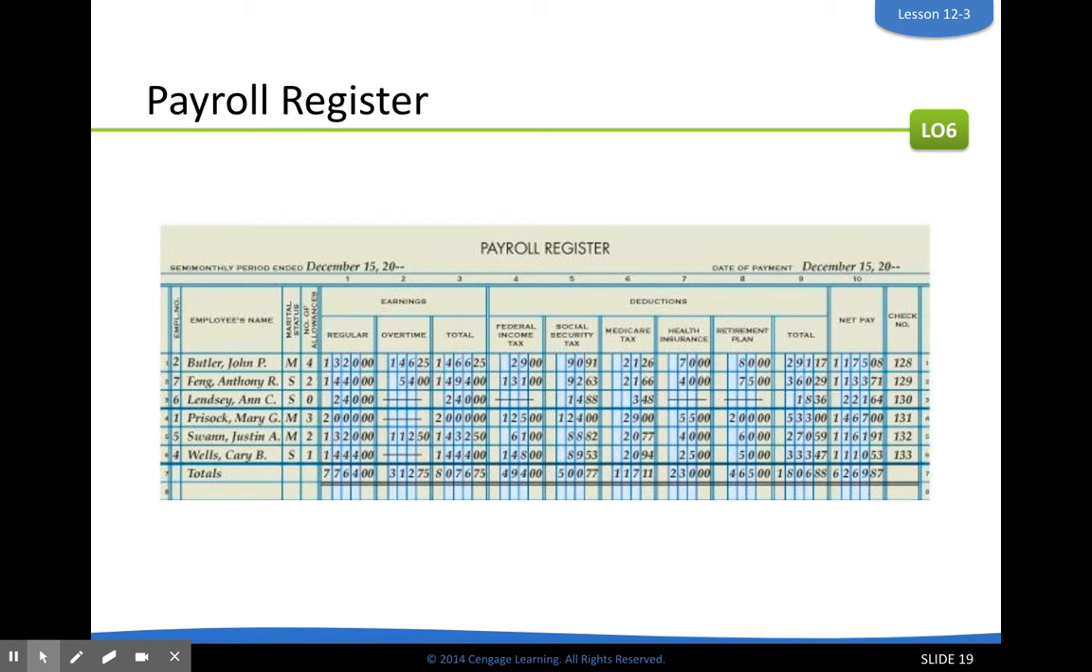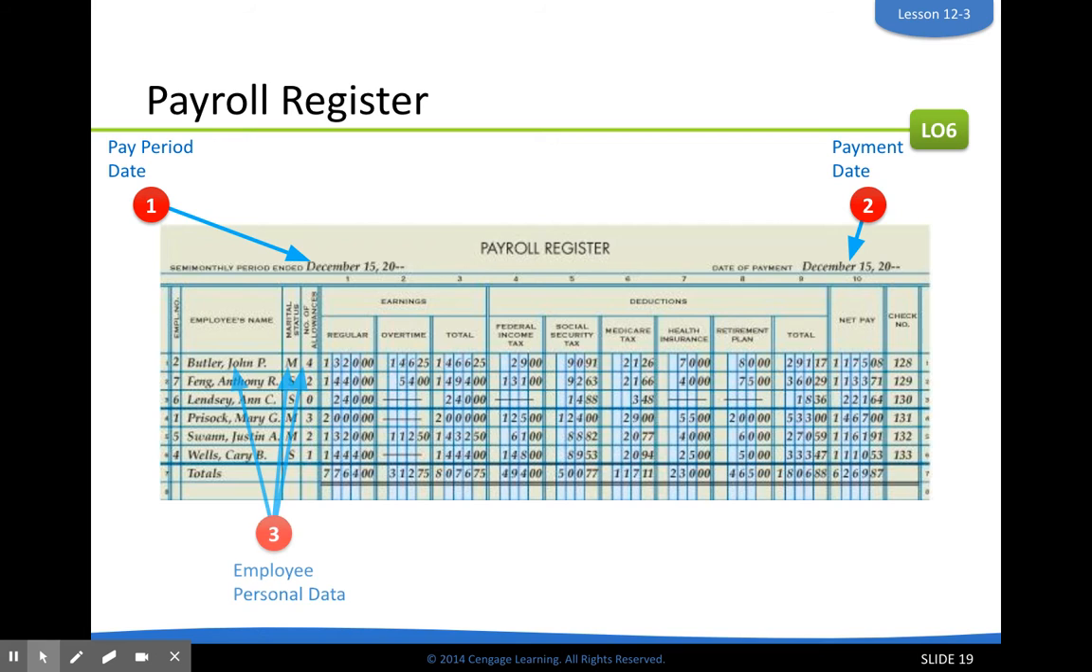So this is a payroll register. You could see along the left that we have the names of all of our employees. And you could see at the top the dates, the pay period date. So for the pay period ended December 15th, and we are paying our employees on that same day as well.